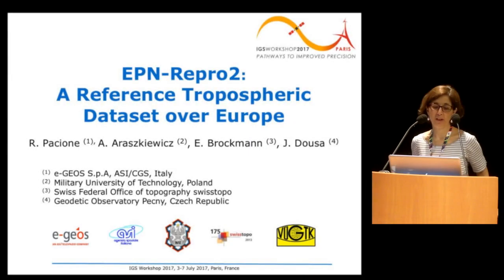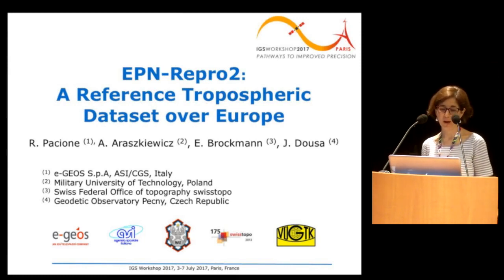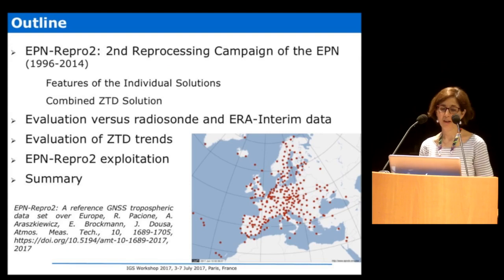I'm going to talk about EPN-Repro2, a reference tropospheric dataset over Europe, and I would like to first acknowledge the co-authors of this presentation. The outline of this presentation is the EPN-Repro2, the second EPN reprocessing campaign, which covers the period 1996 up to 2014.